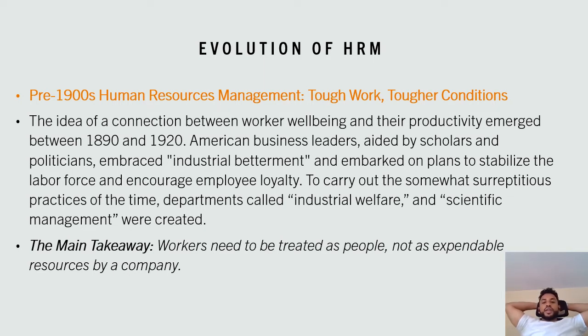So basically, the main takeaway from the pre-1900s is workers need to be treated as people, not as expendable resources by the company. It's extremely important for companies to treat their employees like they're people, like they're assets, like they're something that should be cared for and taken care of, instead of being treated like a dispensable asset where they can just find more. And they're humans at the end of the day. So treat humans more like humans.